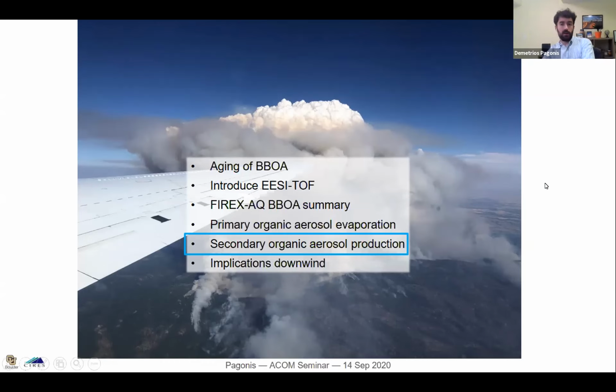So moving on now, we're going to talk a bit about the SOA production. Right? So we saw nice evidence for POA evaporation, and now we'll go look at the other side of the coin here.